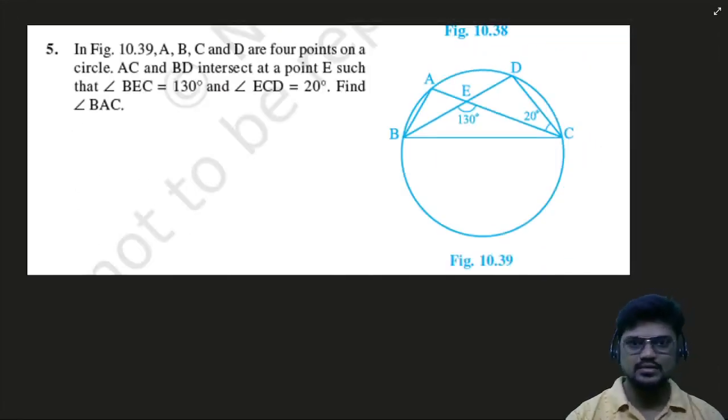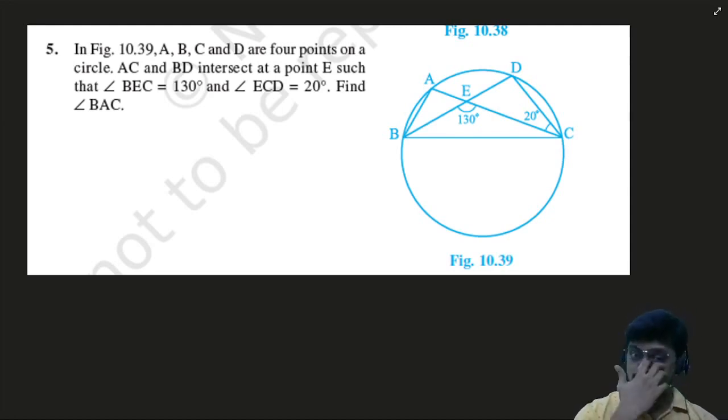Yes, done by anyone? Okay, I got an answer from Shadan. Yeah, Shadan, your answer is right. Anyone else who has solved it? Riva, okay. Yes, your answer is also right. Fine. I will also solve this.